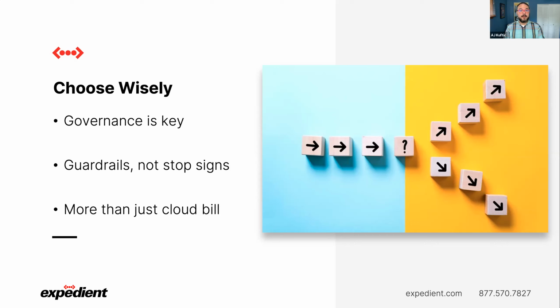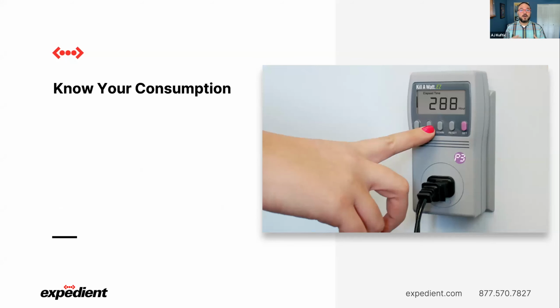But let's face it, a lot of people want to shrink the cloud bill too. So how do we do that? We have to know our consumption. I don't know how many of you are familiar with my good friend here, the Kill A Watt. The Kill A Watt is a device you plug into your outlet, and then you plug your things into it, and it monitors the amount of power that you're using on a regular basis, right?